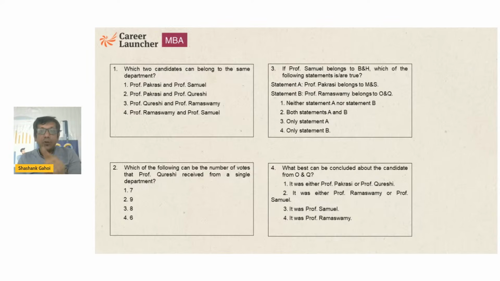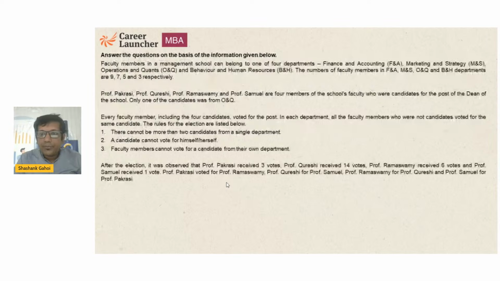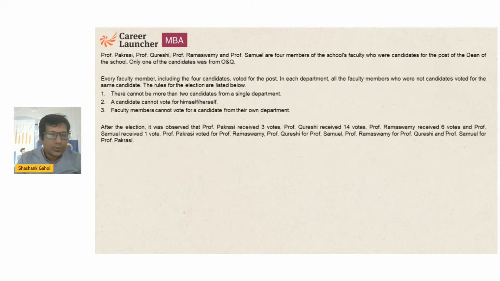If Professor S belongs to BNL, now this is an if condition. So basically, it means I cannot get a definite arrangement. So I am going to do something else. I am just going to make an arrangement for this. Now, what are the departments we got? F&A, MNS, ONQ, BNH. So basically, there are four.